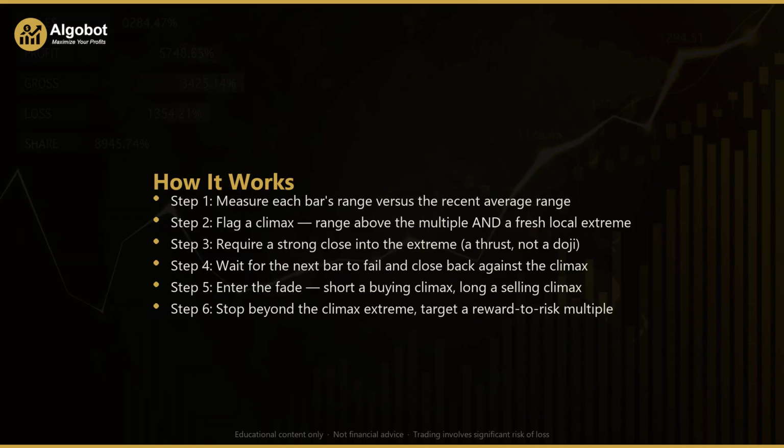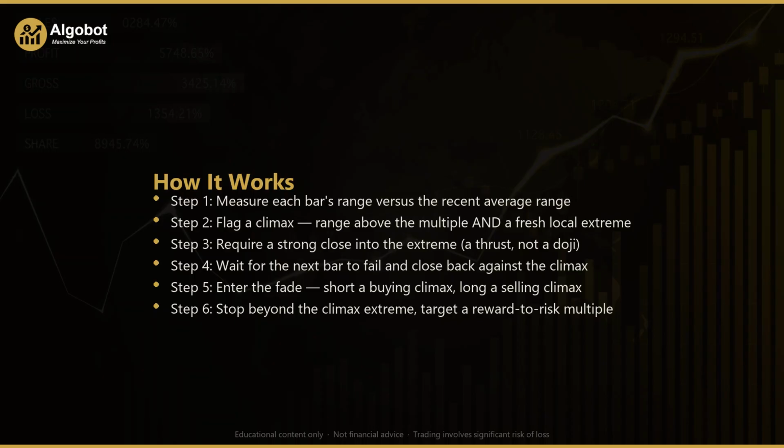Second, the strategy detects whether that bar made a fresh local extreme. Looking back over the LookbackBars window, 12 by default, it checks that no earlier high exceeded the climax high for a buying climax, or that no earlier low undercut the climax low for a selling climax. The climax must sit at the edge of recent price. Third, it demands a genuine thrust. The close push percentage requires the climax bar to close strongly into its own extreme. For a buying climax, the close must sit near the high, and for a selling climax, it must sit near the low. This rejects indecisive doji-style candles that are wide but hollow.